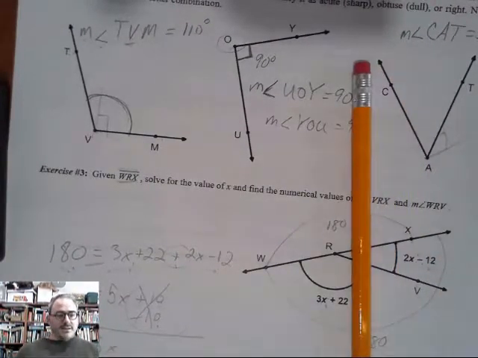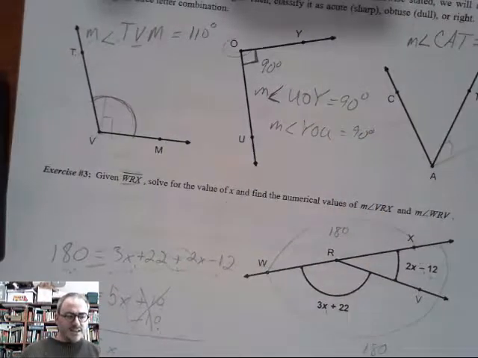All right. So 5 times a number will give me 170. That's what this is saying.